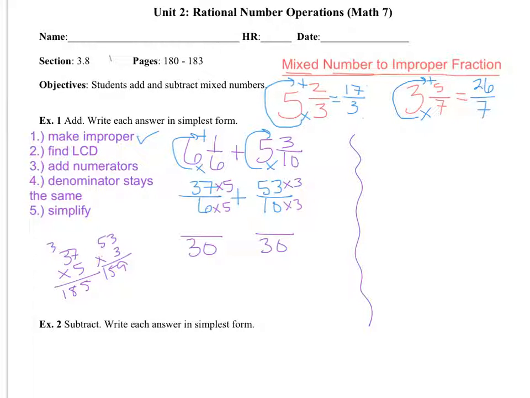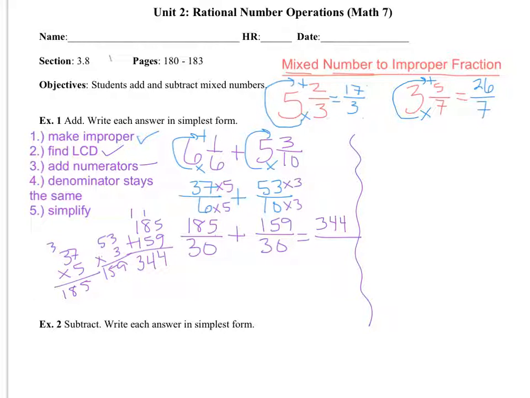So off to the side, I multiplied those out. Things that you don't have memorized, work off to the side, not in the middle of your problem. So 37 times 5 was 185. 53 times 3 is 159. So now I have a least common denominator, and now I'm ready to add my numerators. So I add the 185 plus 159. Adding that off to the side, we get 344.